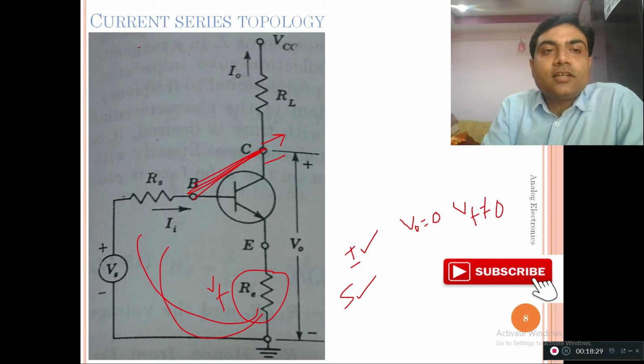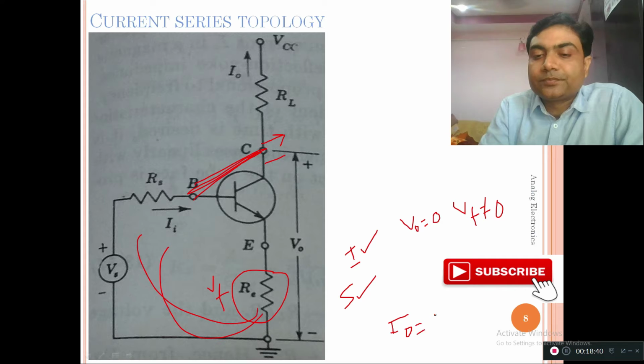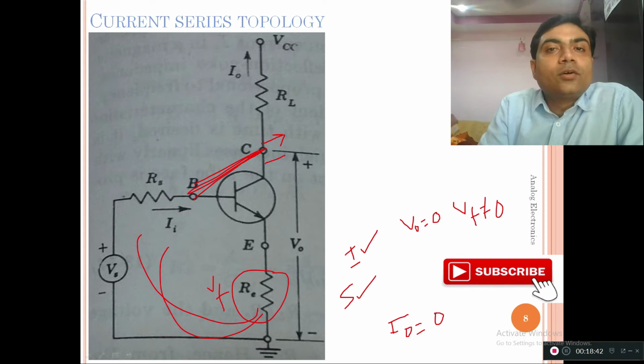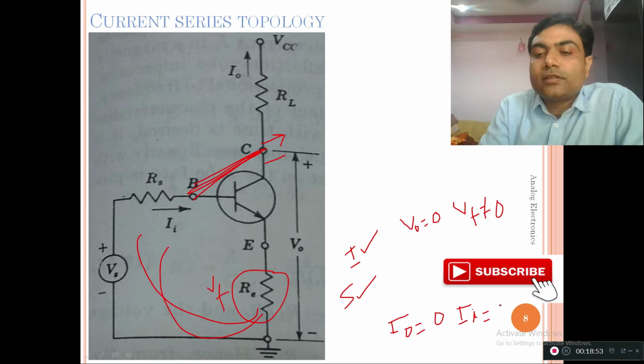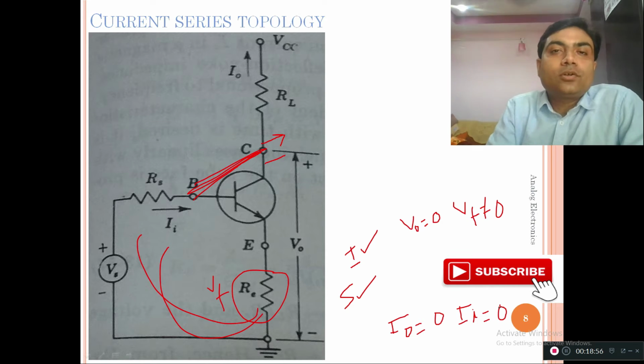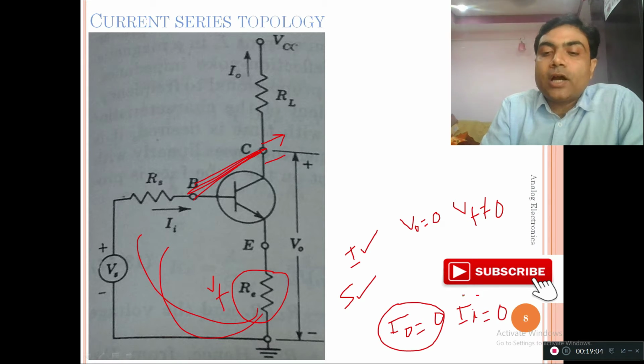Since this is current sampling, instead of voltage equal to 0, I will apply IO equal to 0. And this is series mixing, so again I will apply II equal to 0. These are the two things which I have to apply: IO equals 0 and II equals 0. For which circuitry will I make IO equal to 0? To find out the input circuitry, and to find out the output circuitry I will make II equal to 0.